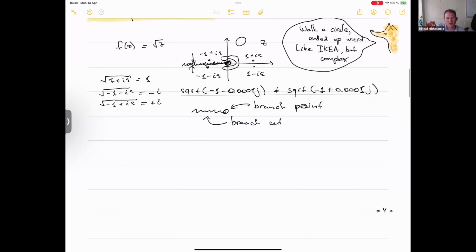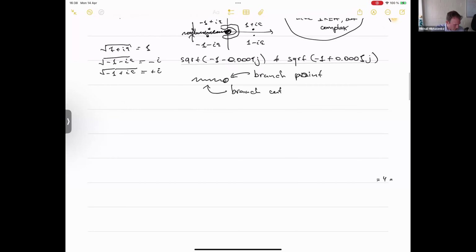Every cut has to start somewhere and end somewhere. So the cut really connects two points. In the case of the square root function, one of the branch points is sitting at 0. That's where our discontinuity starts, and it ends at infinity.